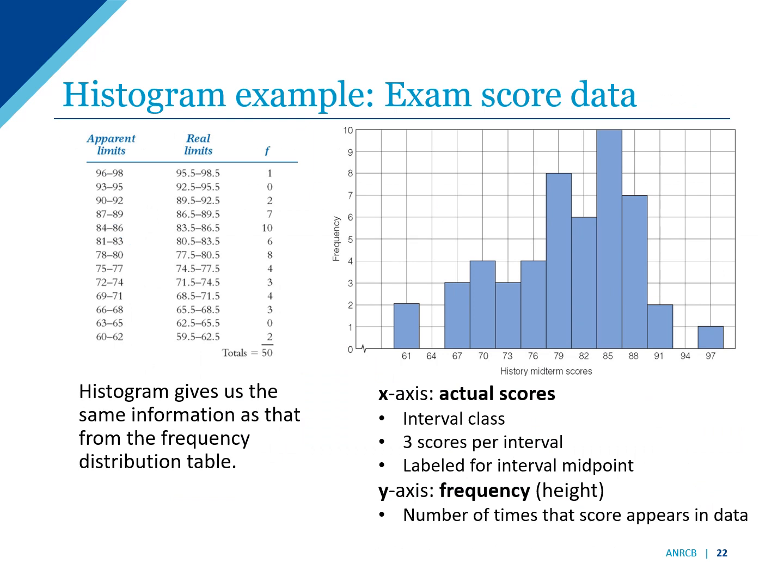When we look back at the frequency distribution table, we can see that the histogram gives us the same information as the table. The x-axis contains the actual scores, shown in interval bars, with 3 scores per interval. The midpoint of the bar is labeled for the midpoint of the interval. The height of the bar shows the number of times that score appears in the data. The interval with the most observations of scores is the 84 to 86 interval, which you can see is the highest bar.